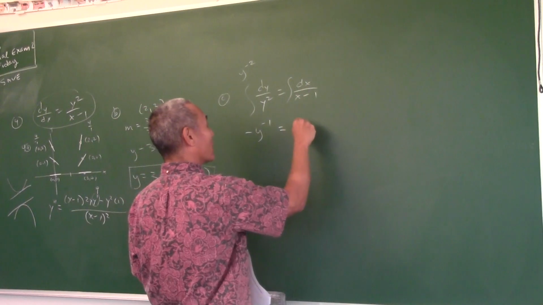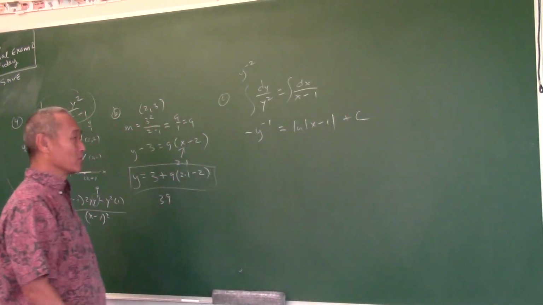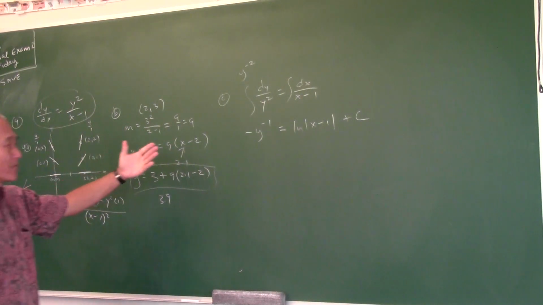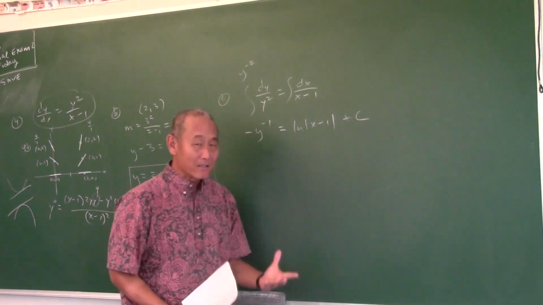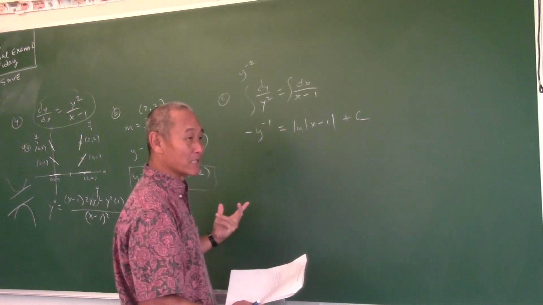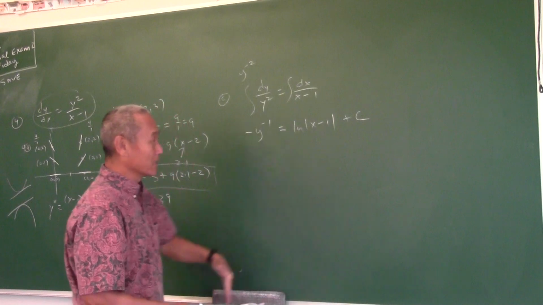What is that? Natural log absolute value of x minus 1 plus c. Mush the 2 c's into 1 c. Now you use the initial condition to find the value of c. Now, some of you are waiting till later steps to put a plus c. You can't do that because the functions change, like when you do the same thing to both sides of an equation. As soon as you take the antiderivative, that's where you put the plus c.